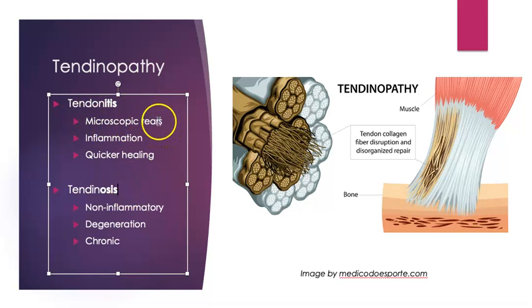Tendinitis does start with microscopic tears. This leads to inflammation. There is some disorganization of the collagen fibers, but it tends to heal more quickly. Tendinosis, and this is important, it's non-inflammatory. It's a degeneration of the tendon fibers, which is a deterioration. It is classically described as this disorganization of the fibers. So you can see they're in this nice alignment. Now here there's some disruption. There's some disorganization of these fibers, and tendinosis tends to be more chronic.